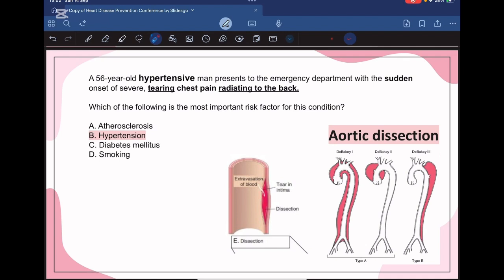Think about aortic dissection. Go back to the patient. Does he have the most important risk factor? Yes, he's hypertensive. You know that this is aortic dissection. What's the most important risk factor? It is hypertension. Why is it not atherosclerosis? Because atherosclerosis is more related to abdominal aortic aneurysm, and as I said, hypertension is the most important cause here.